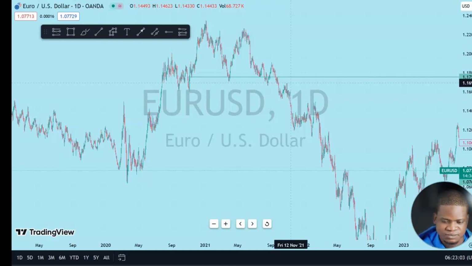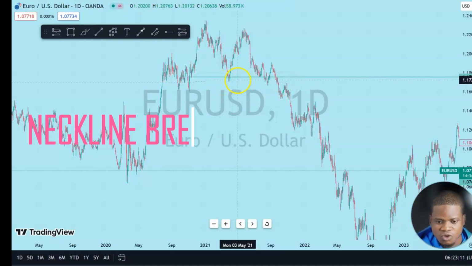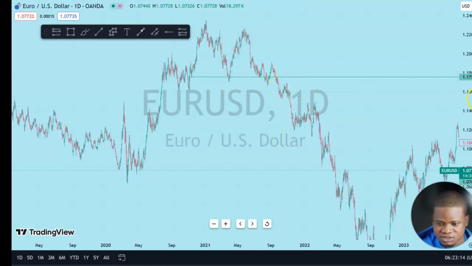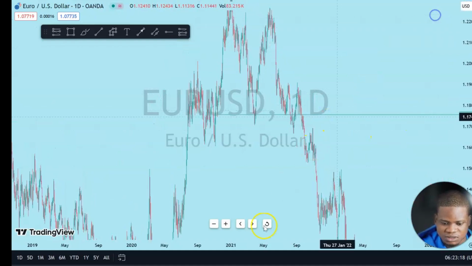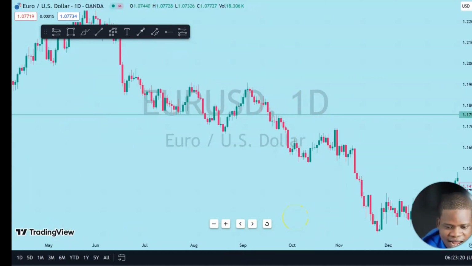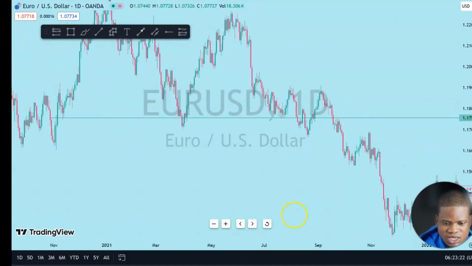The first one is that neckline break. When the neckline breaks, I take the trade. But how do I take the trade? The first one is aggressive entry, right? Whenever the neckline breaks right here, I take an aggressive sell in the market. So this is the point where the neckline was broken. It got broken here, right?